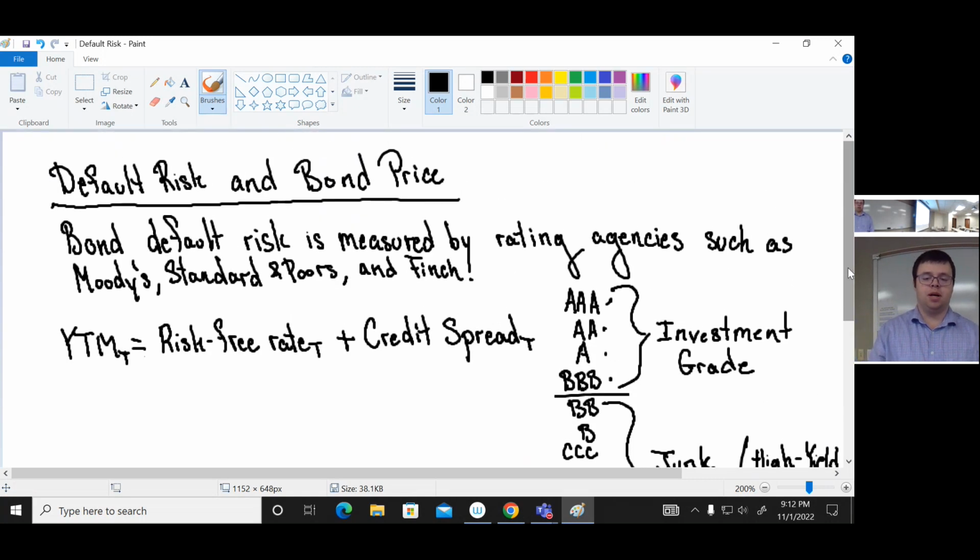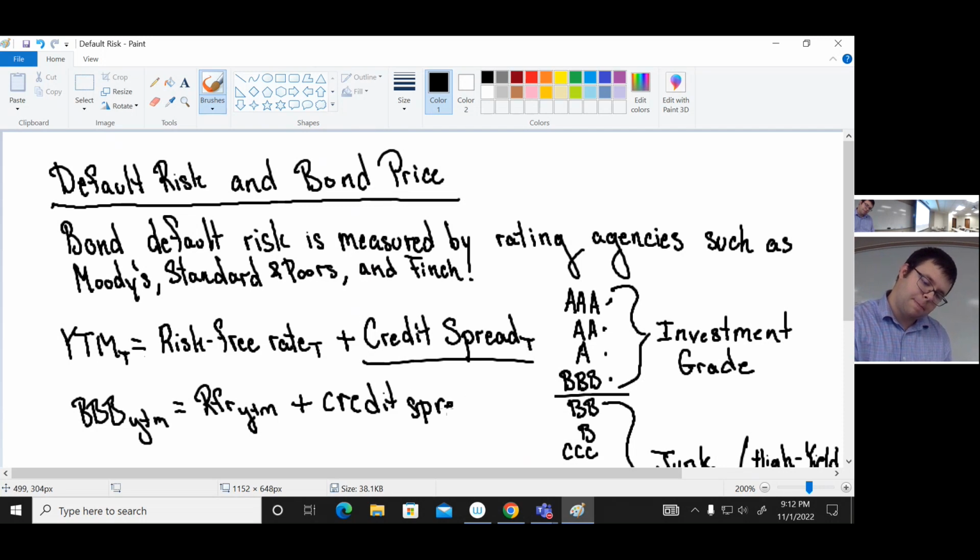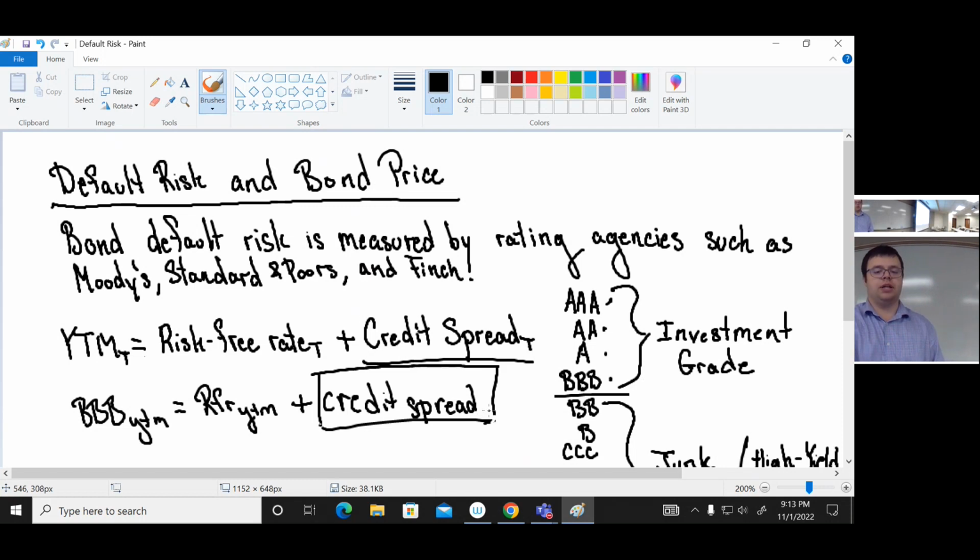Investors demand a premium for high credit risk or high default risk, and this is measured by the credit spread, which is the spread above, say, we have BBB bond yield to maturity. We have the risk-free rate yield to maturity for the same time period, plus the credit spread. That's the math. This is the measure of how much more yield to maturity do investors demand for a BBB bond versus the risk-free rate.